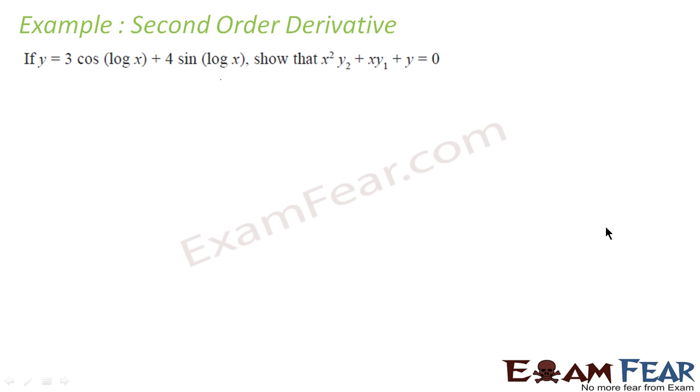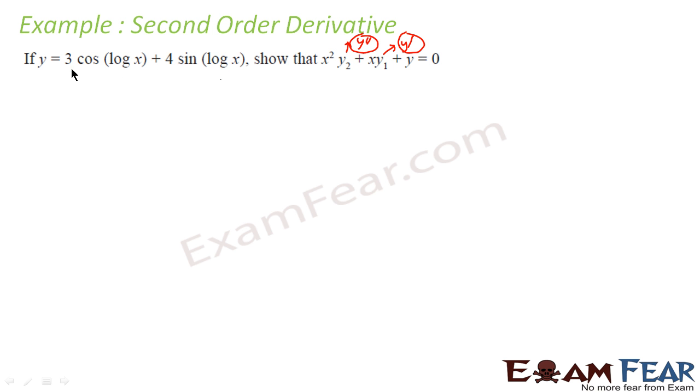This is a little lengthy question, so I won't solve exactly for you. I'll tell you how to solve this. The question says, if y is equal to 3 cos log x plus 4 sin log x, we have to show that this guy is equal to 0. What is this guy? X square y2. y2 is nothing but y double dash, and x into y1 is nothing but y dash. So we have to just find the value of y double dash and y dash, put in this equation and prove that is 0. So finding y dash is simple.